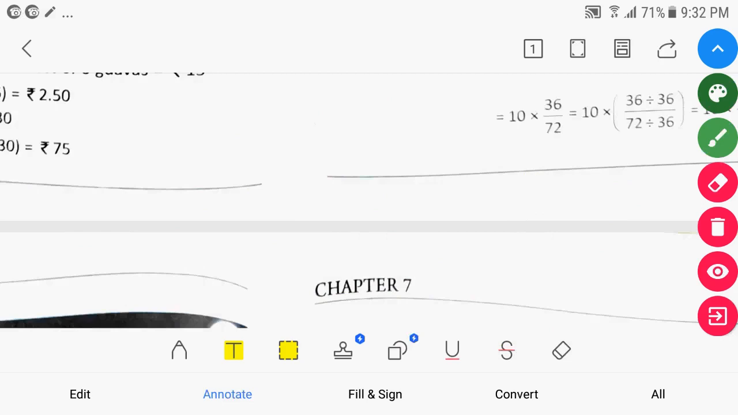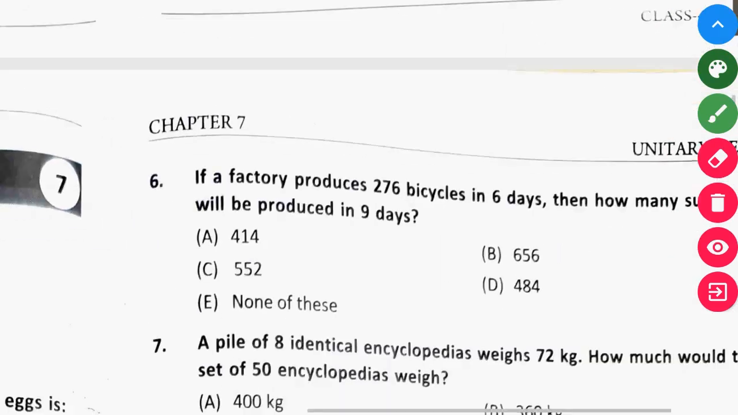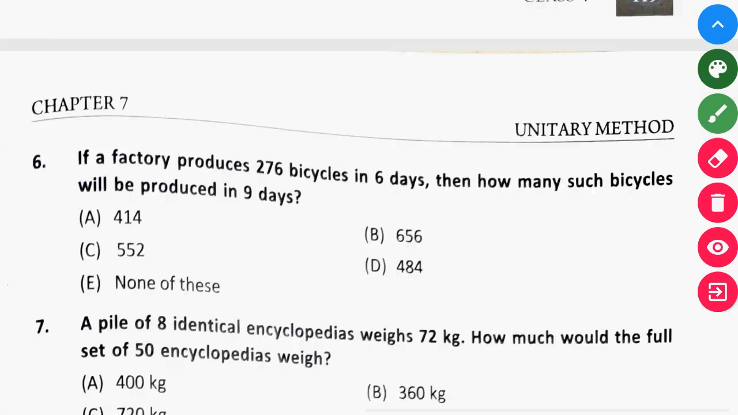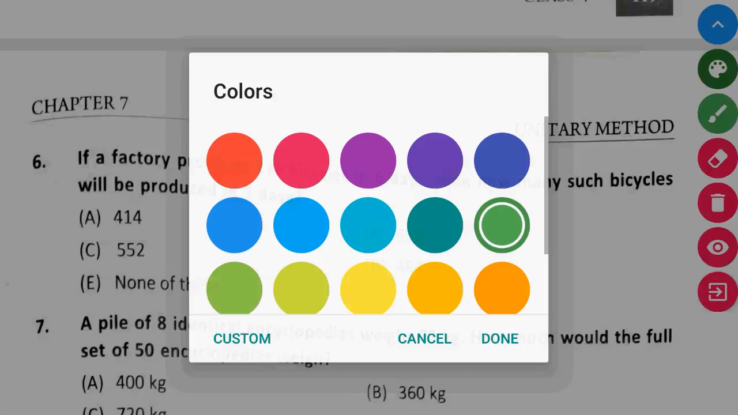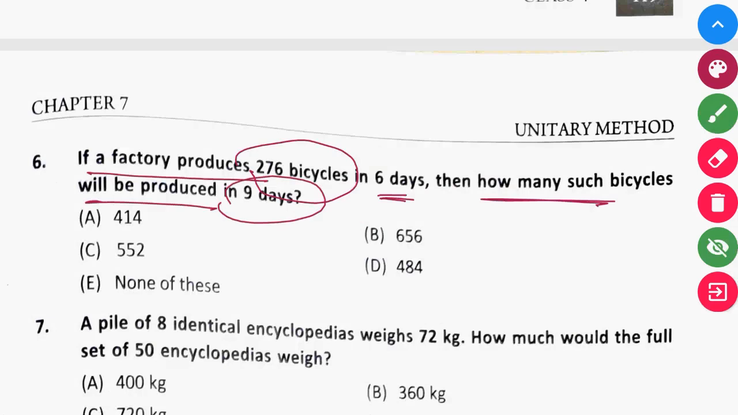So if you know the table very well, you will do this very fluently. In the last lecture, we already solved some examples, we already went through solved examples also for better understanding of the concept. Now we'll move ahead to our next question, that is the 6th question, which is: if a factory produces 276 bicycles in 6 days, how many such bicycles will be produced in 9 days?